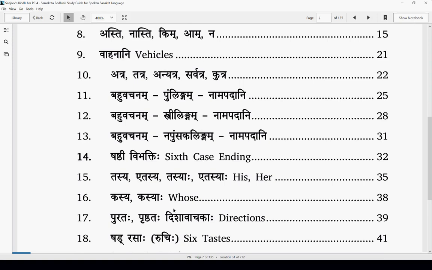And then atra, tatra, anyatra, sarvatra, kutra. If any questions, you can unmute and ask. On these individual ones: atra, tatra, anyatra, kutra, sarvatra.